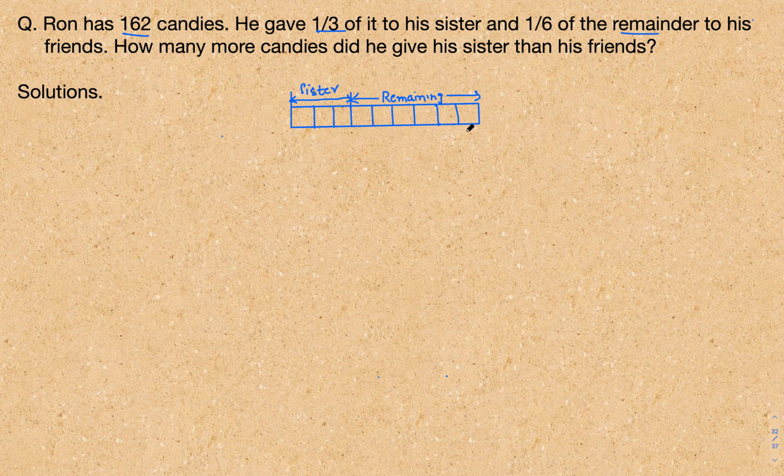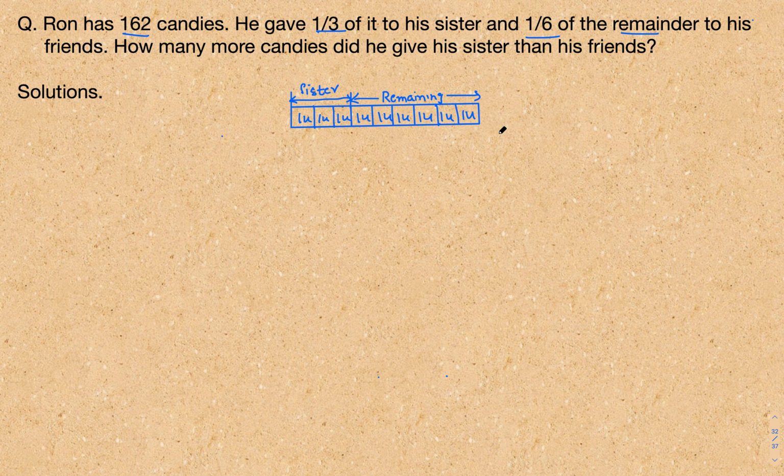Now back to the remaining part. We know that he gave 1 by 6 of the remaining part to his friends. So let's say this is one of the parts. Let's label it quickly to know how many units in total we have finally. We can count it quickly. So there are 1, 2, 3, 4, 5, 6, 7, 8, 9.